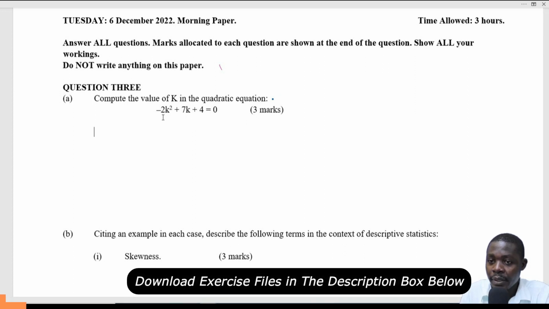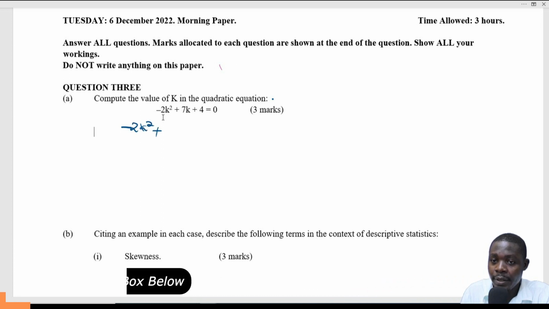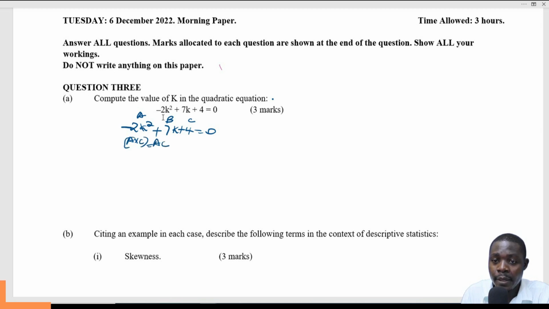given that negative 2k squared plus 7k plus 4 equal to 0. Now I'm going to name this particular equation. This will be my part A. This is going to be B. And this is C. Now, when we are computing this, we are meant to take the value of A multiplied by C. We get AC. And then the other known will be B.